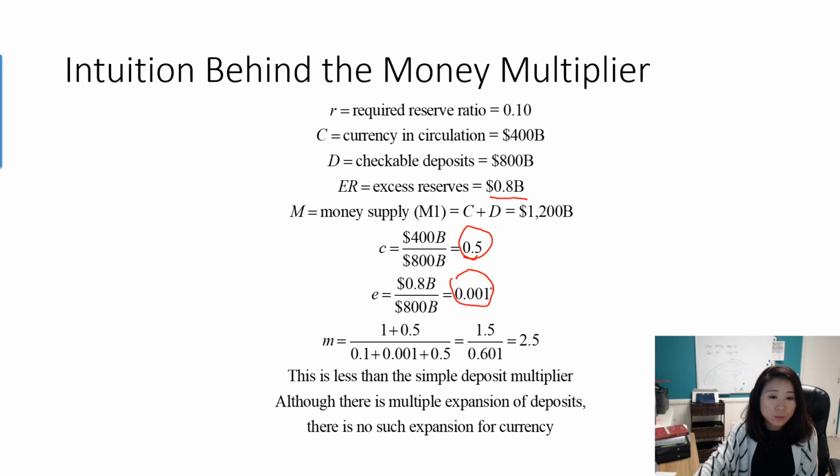These two will be in your denominator, and C will also show up in your numerator when you plug in. So in this case, the money multiplier is equal to 2.5. This is how we calculate the money multiplier and how we figure out the money supply. That's the end of this video and the end of this chapter.